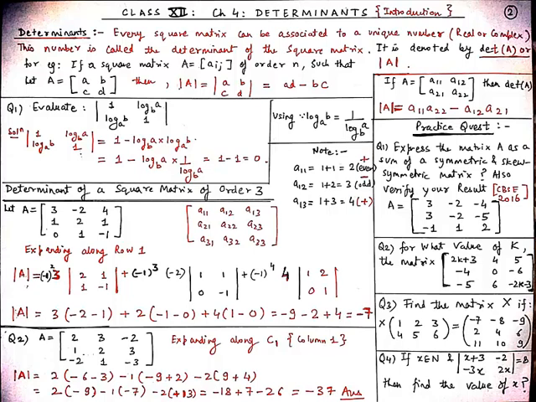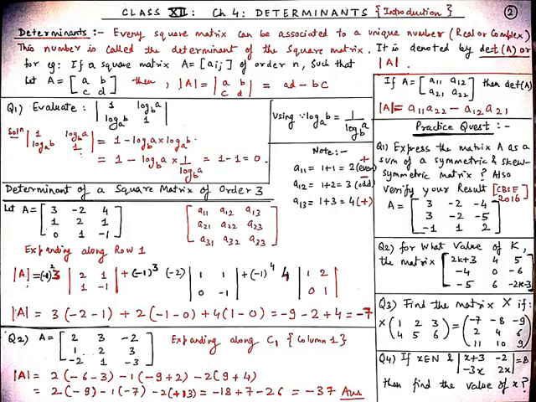First take the A11 element, which is 3, and now hide row 1 and column 1 elements completely, and then find the determinant of the remaining elements. Then after that take the A12 element, which is minus 2.